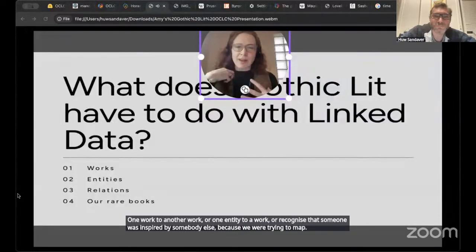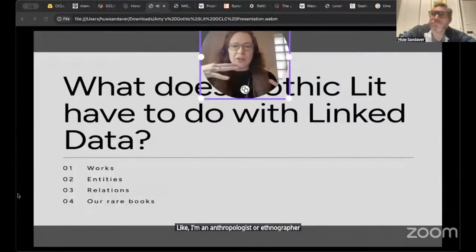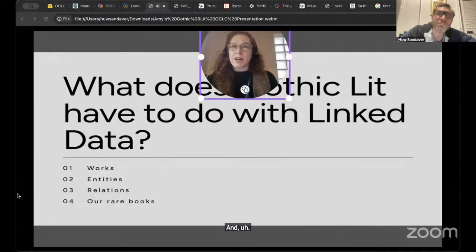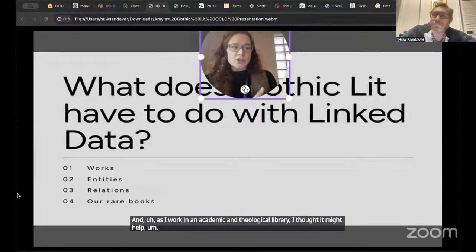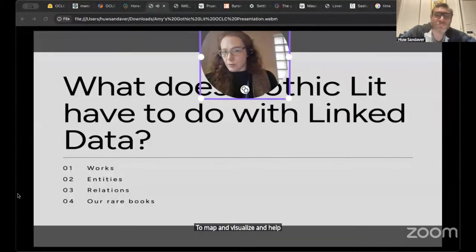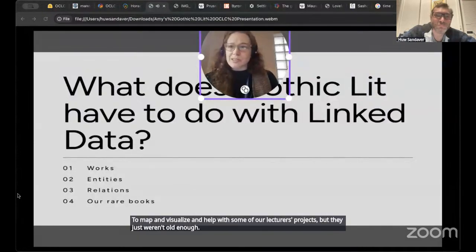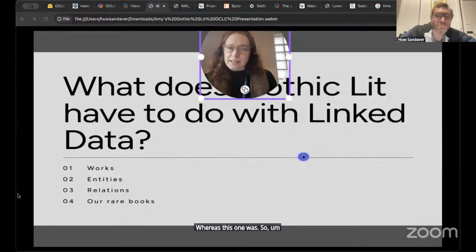I'm an anthropologist or ethnographer. I'm very fascinated with how things connect and why they connect. And as I work at an academic and theological library, I thought it might help to map and visualize and help with some of our lecturers' projects, but they just weren't old enough, whereas this one was. So let's get into works.